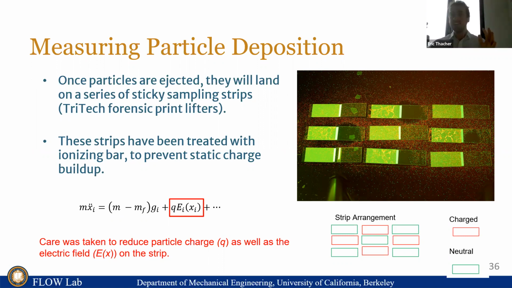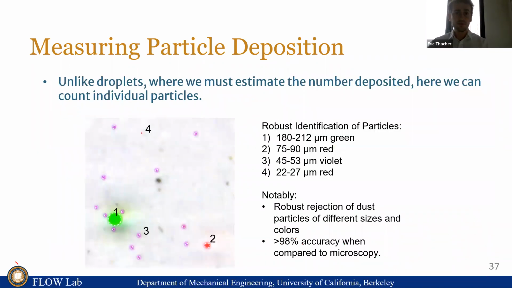Basically, by having an inline ionizer in the ejection process, we were able to reduce Q. And then by treating the sampling strips with an ionizing bar, we could reduce E, the electric field. Together, you can see these middle strips here in which there's no effect from charge, which is what we want, because we want other people to neglect that when they're using our data for validation purposes.